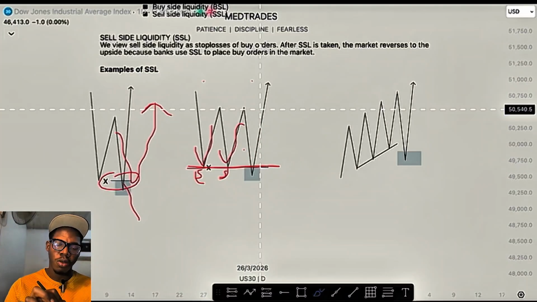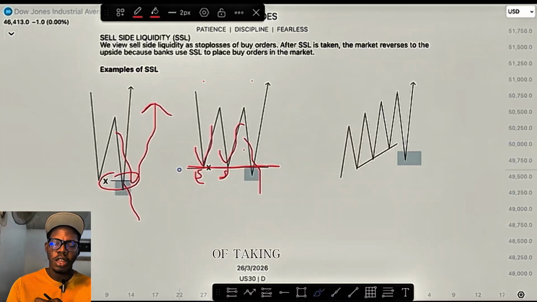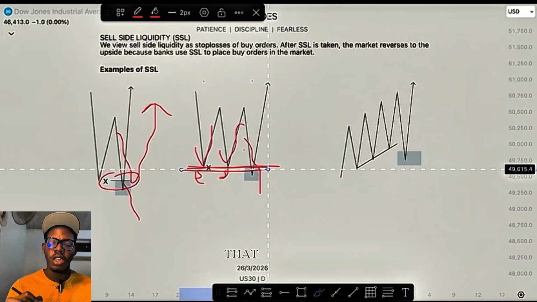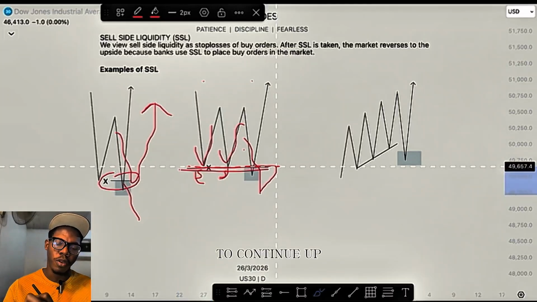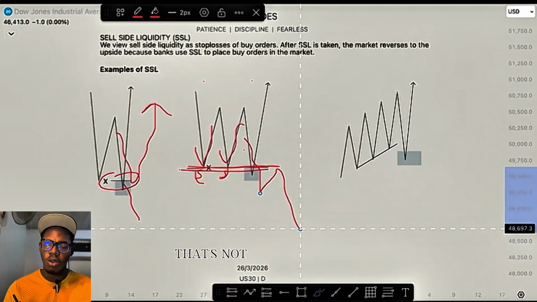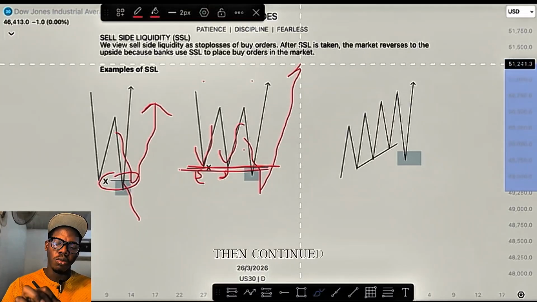What did the price do? Price came here and took them out. Now, at the point of taking these people out, they will think that there is no more buying again, they are selling. They will now want to continue up and sell. But in this case, that's not what happened here. Price came, took them out, and then continued with buying.